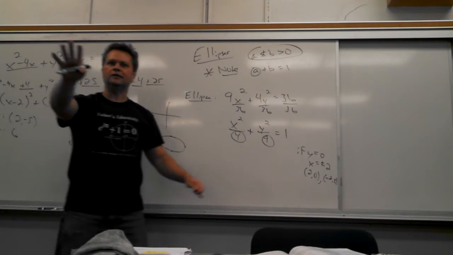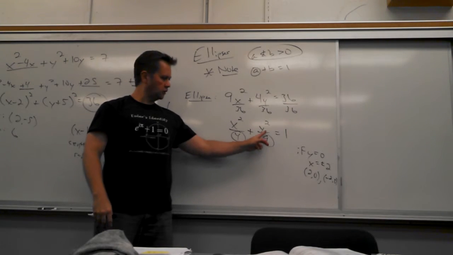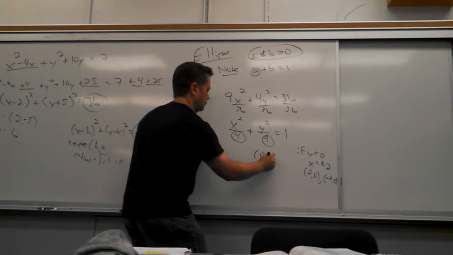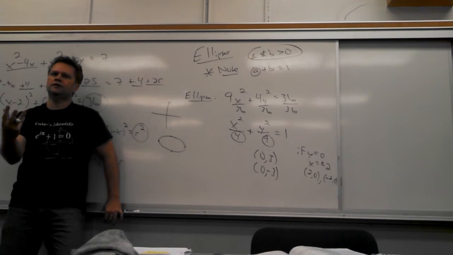And what's beautiful is, what letter is that with? Do you understand what I mean? It's with the y, isn't it? So that's the y direction. So that's going to be 0, 3, and 0, negative 3. Let me let that sink in. This is almost too nice.